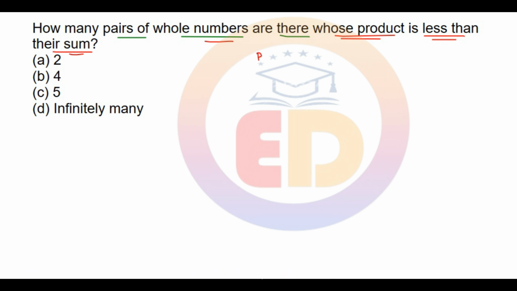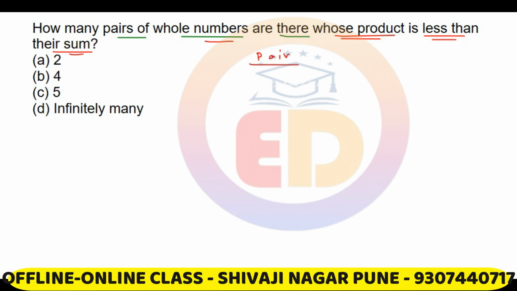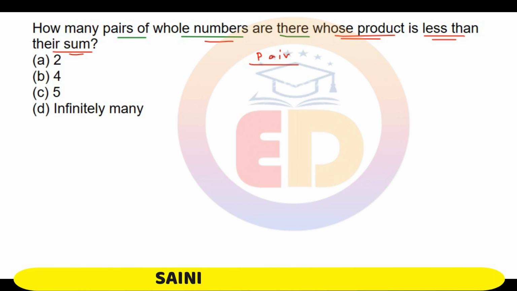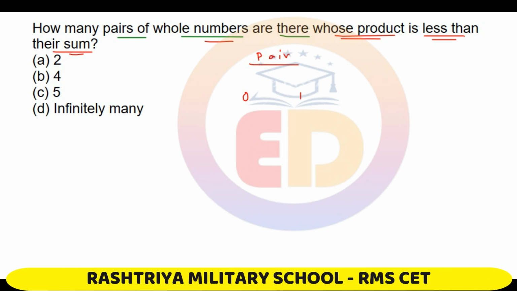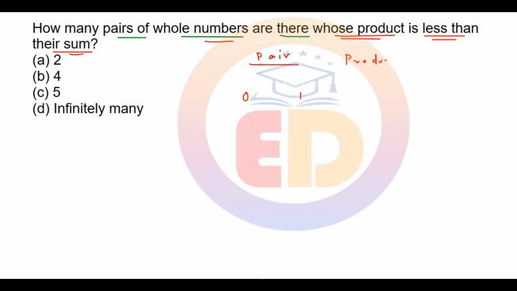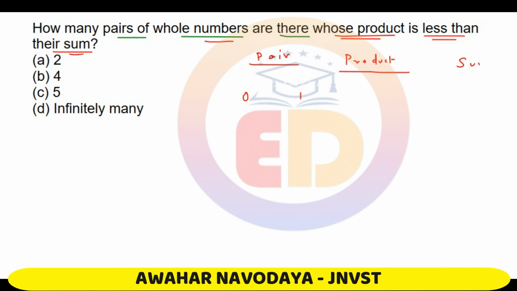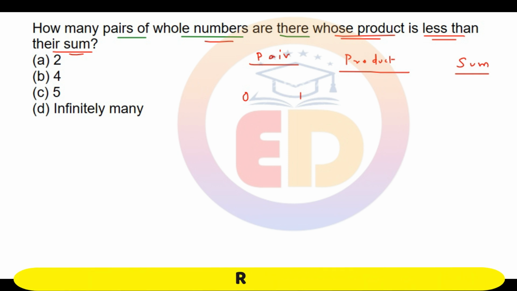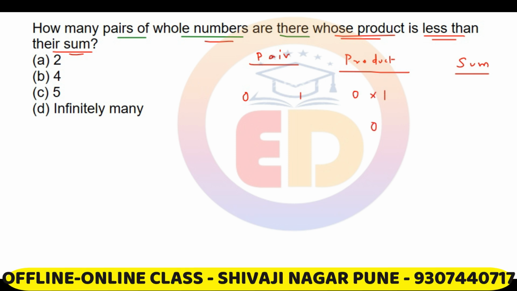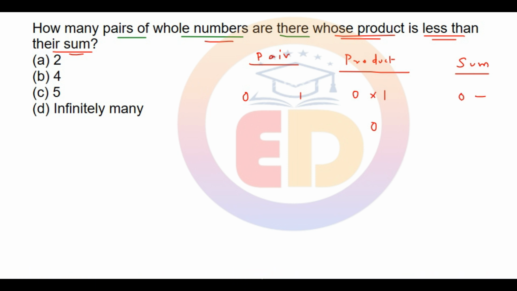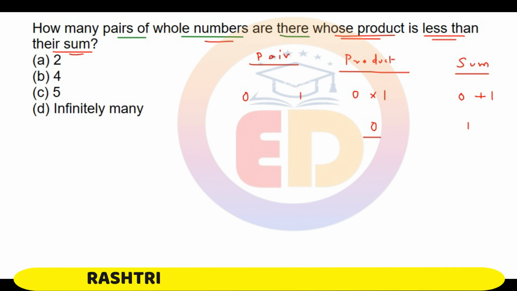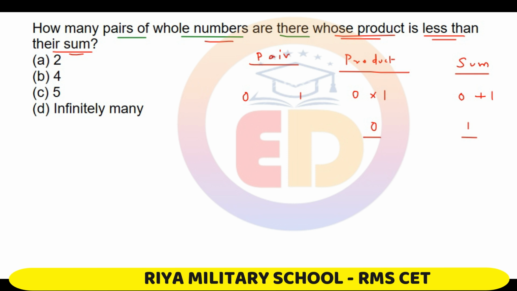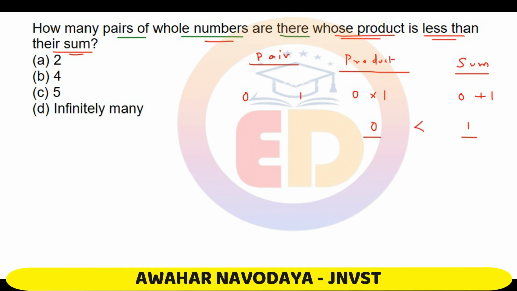Pair means we have to find, and we have to take 2 whole numbers. Let us take 2 whole numbers, one as 0 and another as 1. Let us find out their product and let us find out their sum. And we will see if the question statement holds correct. The product of 0 and 1 is 0. The sum of 0 and 1, 0 plus 1 is 1. So in this case, I see that the product is coming 0 and the sum is coming 1. The value of the product is less than the sum of the 2 whole numbers.